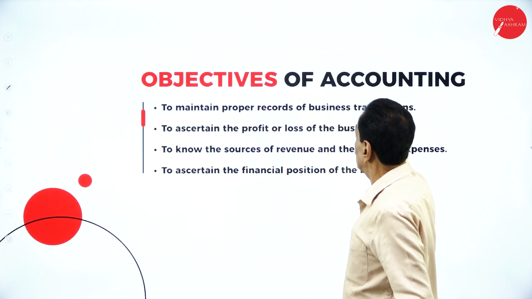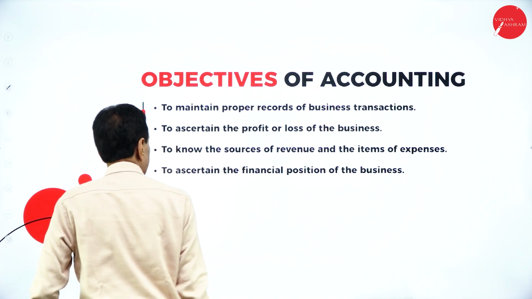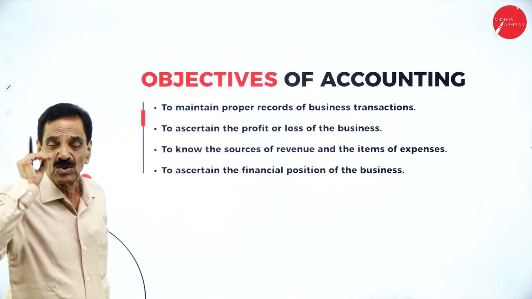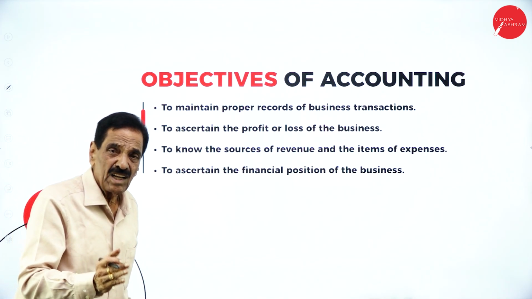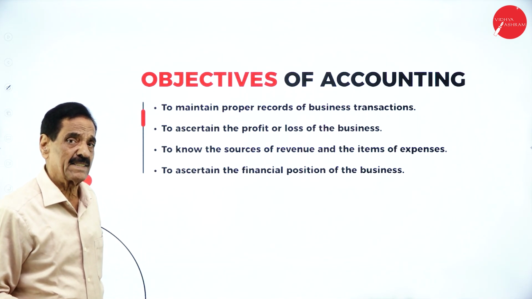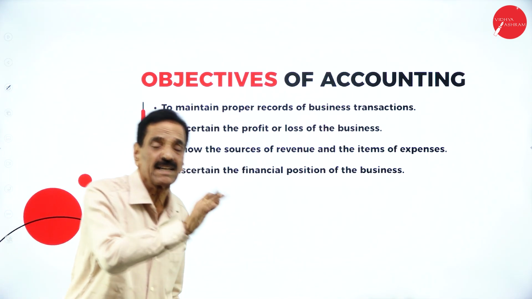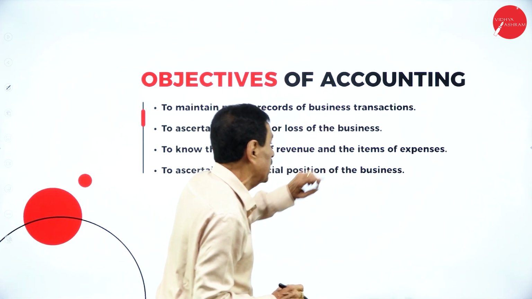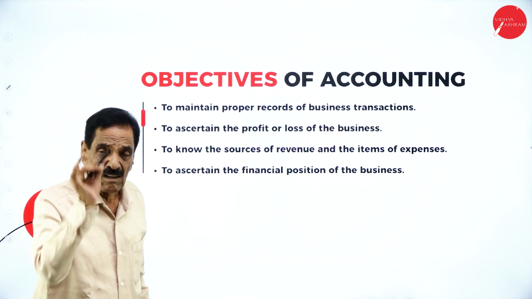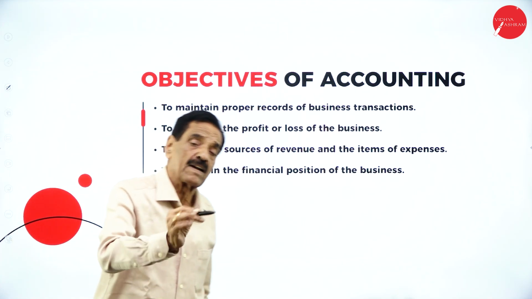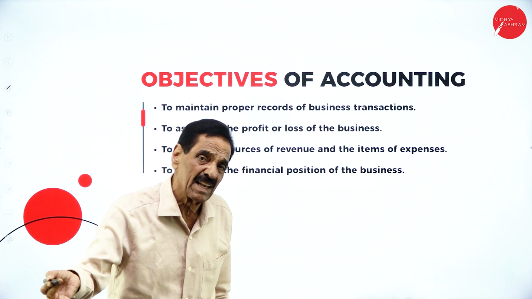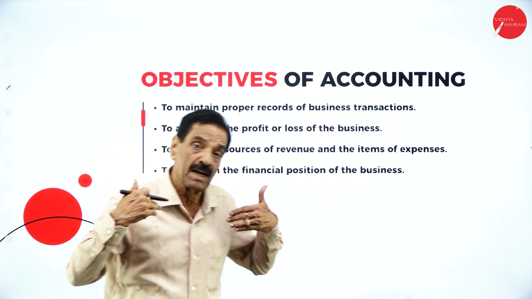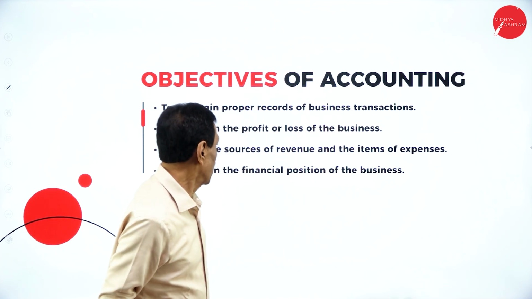Then the objectives of accounting. It is important to maintain a proper record of business transactions. You have to record in such a way that it should be a foolproof transaction, whether it may be a cash transaction or a credit transaction. To ascertain the profit or loss of the business at the end of the year, we have to ascertain whether the firm earned a profit or suffered a loss. The major goal of every businessman is to know whether we earn a profit or suffer a loss.